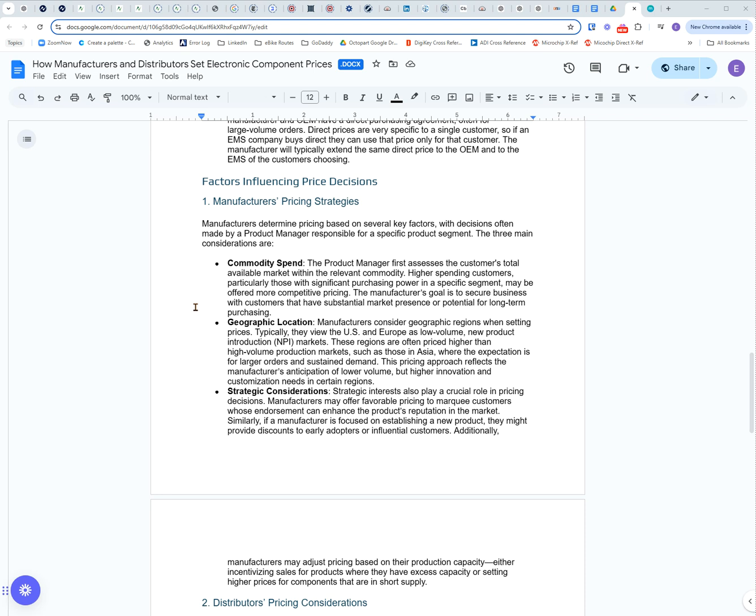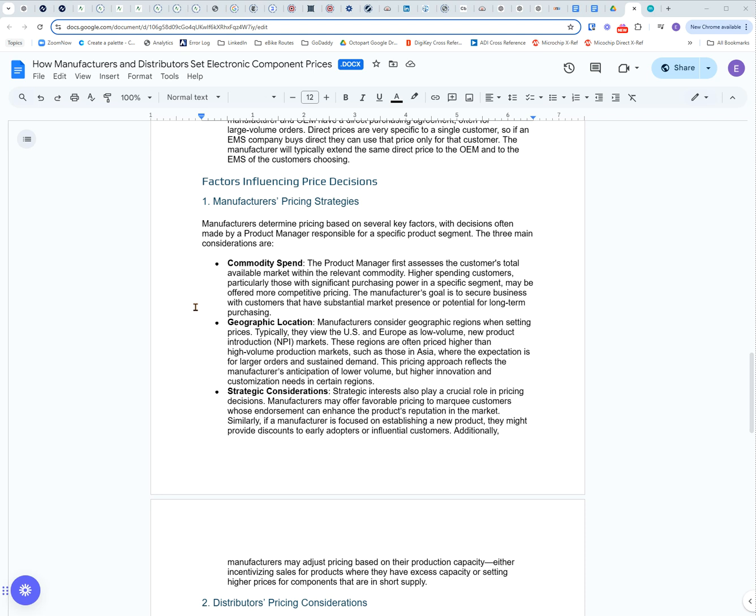Okay, the second big factor in the pricing decisions is your geographic location. Manufacturers consider the geographic location when setting prices, and it's actually a big deal. In a very broad way, they view the United States and Europe as low volume NPI markets. And they price the US and Europe higher than they do in markets that they consider high volume. So hello, China, and anywhere in Asia. There, the expectation is that the orders are going to be large and the demand is going to be sustained, ongoing. And so that's why they tend to price it there.